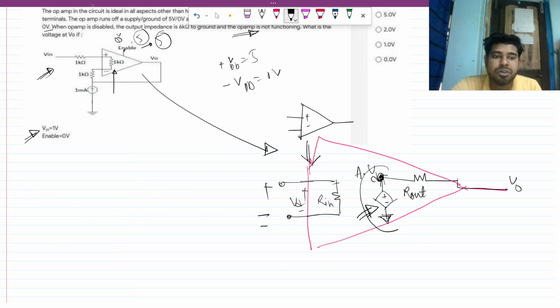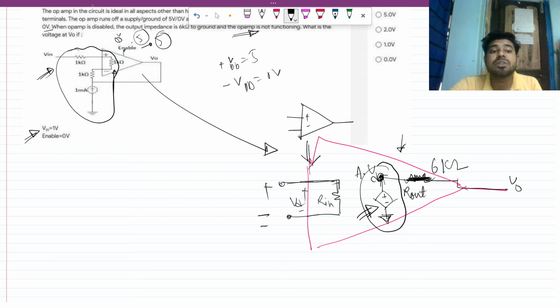This part is actually not working. And in this particular problem, it is shown that if it is working, then this R out should be 0, and when it is not working, then R out should be 6 kilo ohm. And this is present inherently for this circuit. Whether the op amp is working or not working does not matter for this particular circuit, because it is inherently present.